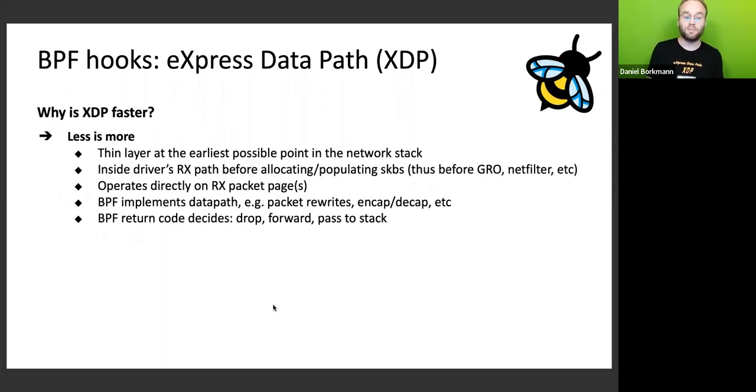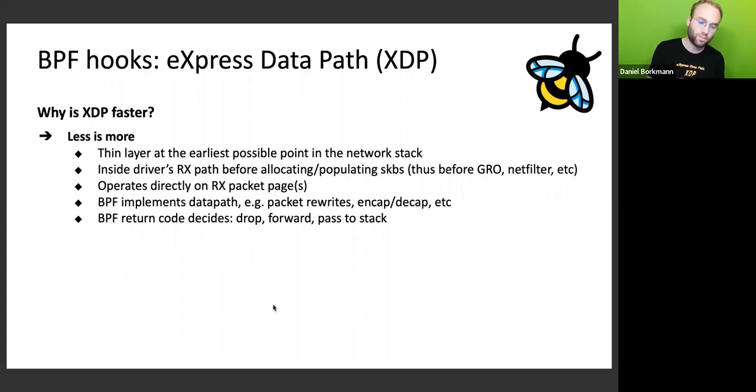Why exactly is XDP faster? In this case, the mantra is really less is more. XDP is a thin layer at the earliest possible point in the network stack. That's inside the driver's receive path, before the driver has allocated the socket buffers, the main packet representation in the network stack, before it populated them, and therefore it also runs before it tries to aggregate them in the GRO layer, or before NetFilter, iptables, and so on and so forth.